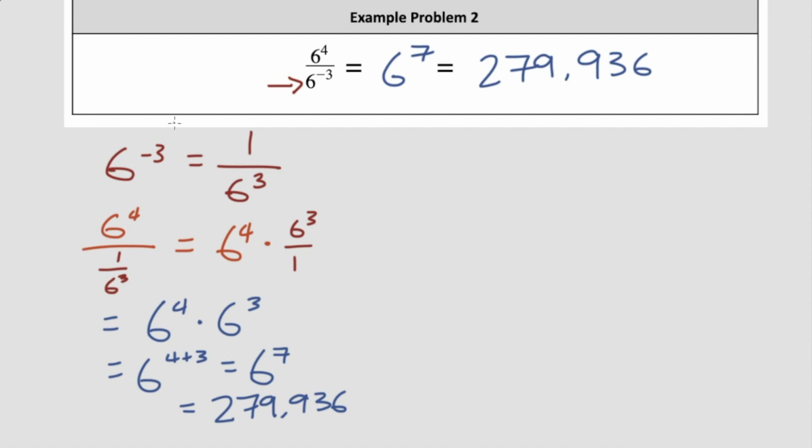Some of you more eagle-eyed students might have caught something. Wait, Mr. Kim, there might be an easier way. You're absolutely right. There actually is an easier way. So this is method 1, and let me show you what method 2 would be. Here I noticed from the very beginning, the base is the same on the top and bottom. It's 6.